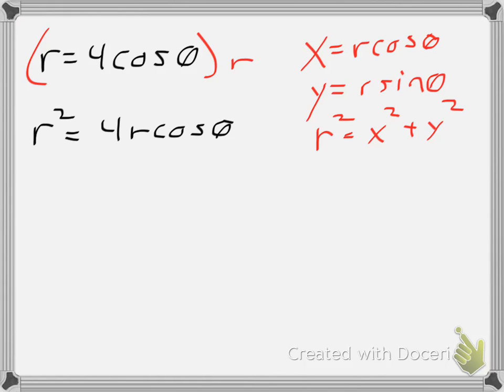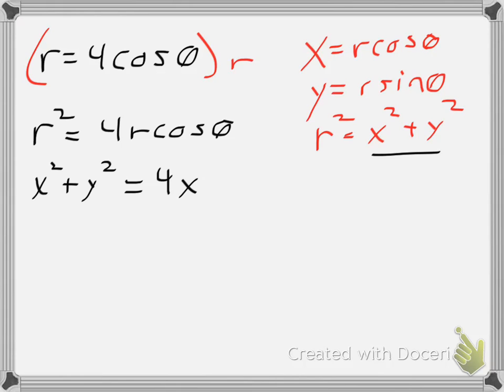Now I can make a couple substitutions. My r squared becomes x squared plus y squared. This becomes equals 4x. So in rectangular form, I have x squared plus y squared equals 4x.